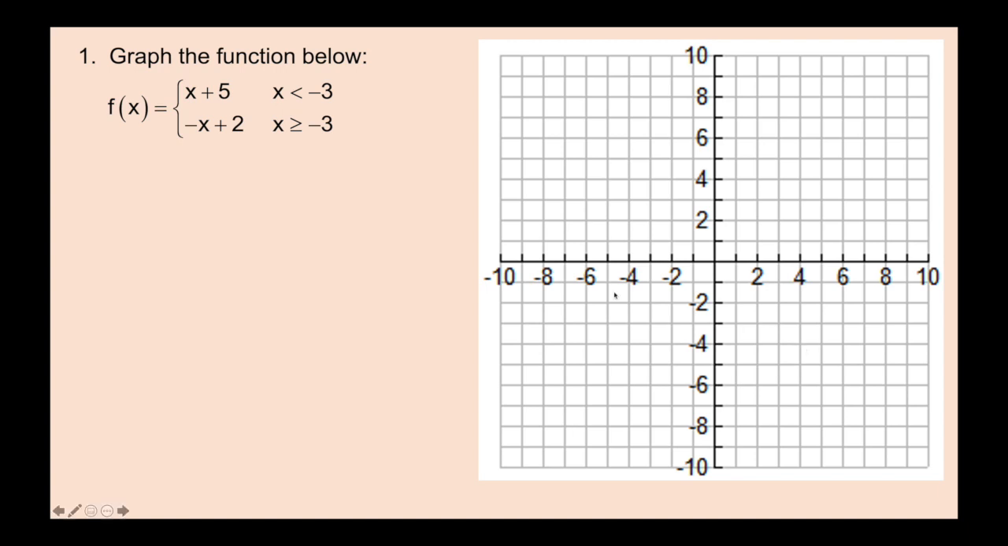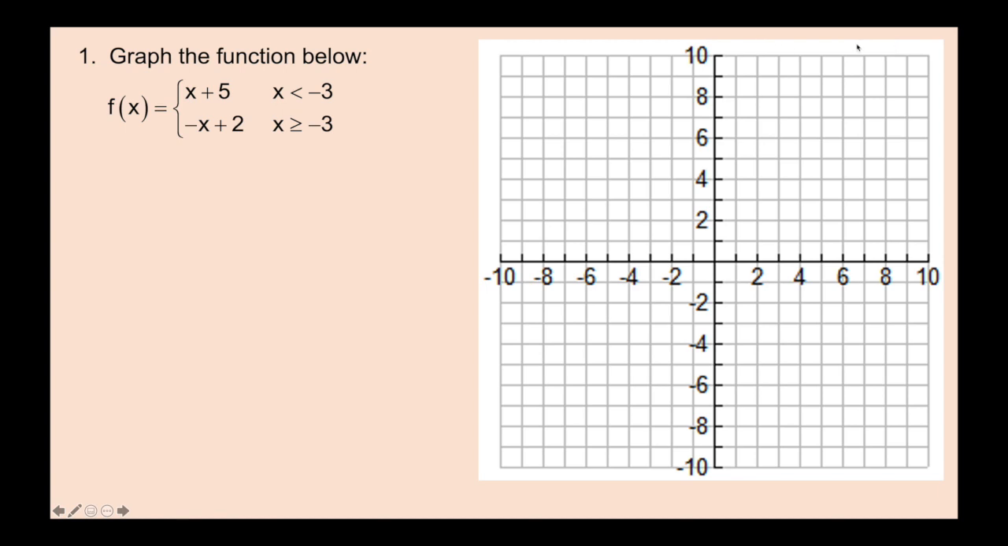Now, one thing I like to do is take at -3, I want to remember that at -3 right here, this is where my break in the graph is going to occur. So on this side of -3, I will be graphing x plus 5. On the right side of -3, I'm going to be graphing -x plus 2. You might even consider, and this is what I'll do when I'm showing this in class, writing x plus 5 up here, and writing -x plus 2 right here.